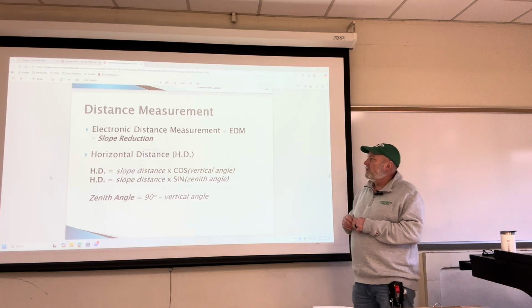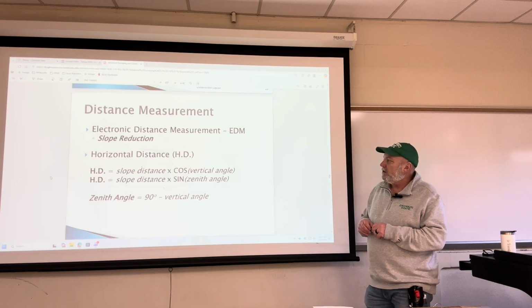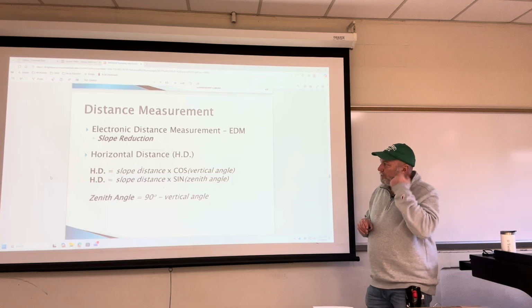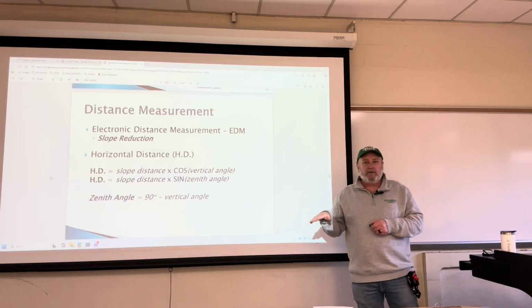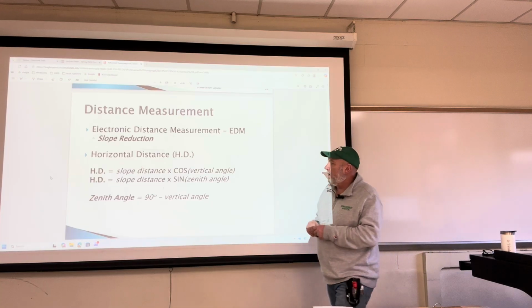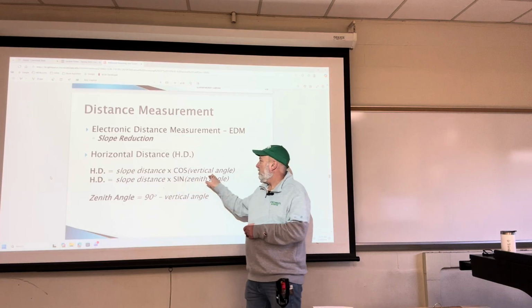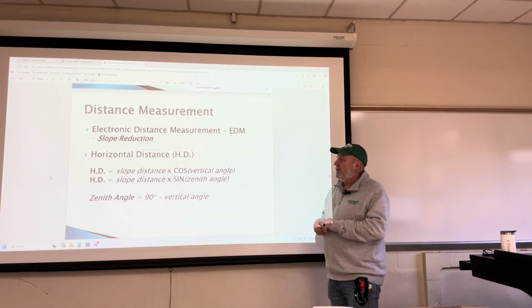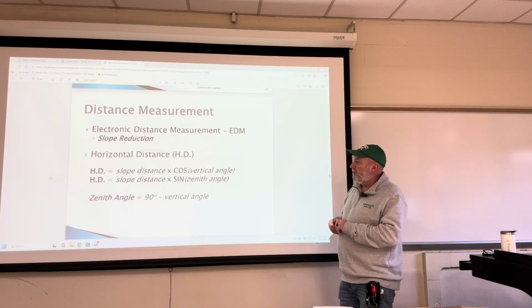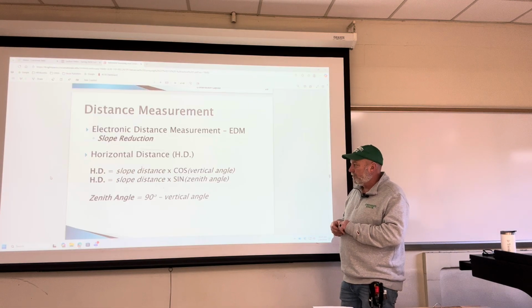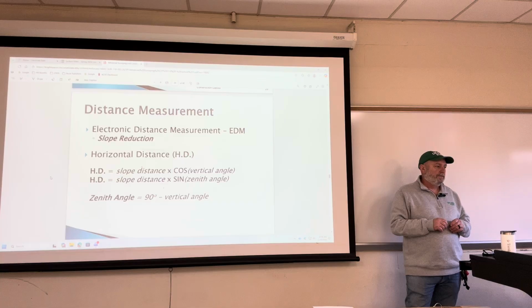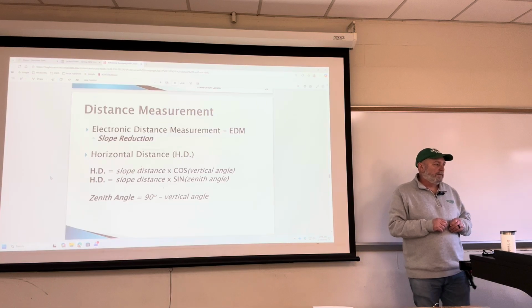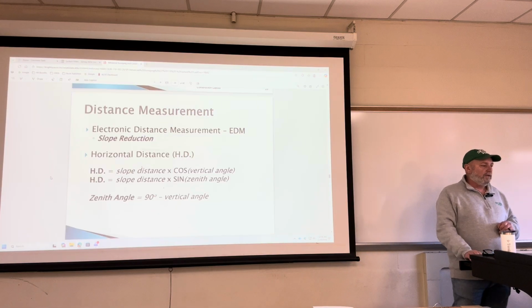So again, the total station is actually shooting a slope distance and calculating the horizontal distance. It's shooting a slope distance and reading either a zenith or a vertical angle, as we talked about before. Calculating that, your slope distance times the cosine of your vertical angle is your horizontal, or your slope distance times the sine of your zenith angle. Any questions on that? Zenith angle is equal to 90 degrees minus the vertical angle.